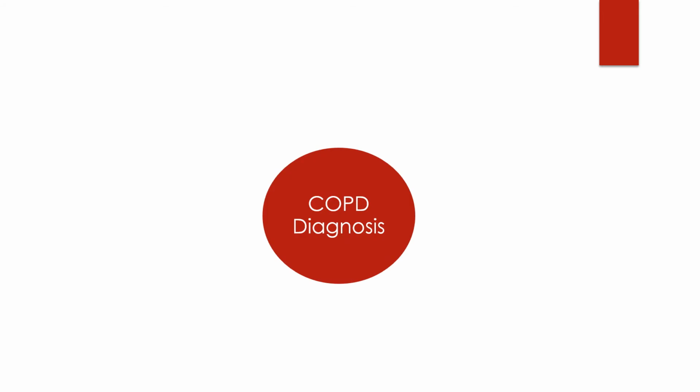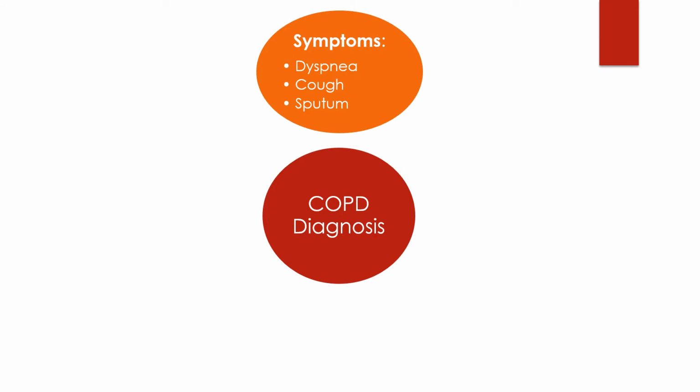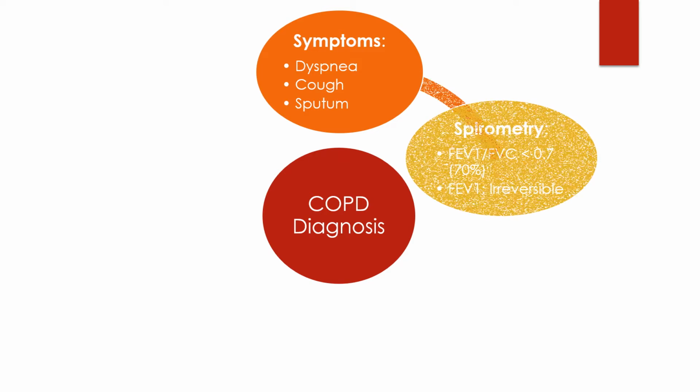The diagnosis of COPD is first based off of symptoms, including shortness of breath, cough, and sputum production. Once these symptoms are present, you should get spirometry to confirm the diagnosis and determine the GOLD stage the patient is at. The two key features to diagnose COPD are an FEV1/FVC less than 70%, followed by an irreversible FEV1 with bronchodilators. This second spirometry finding is what determines their actual GOLD stage.